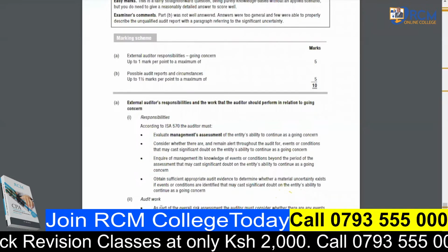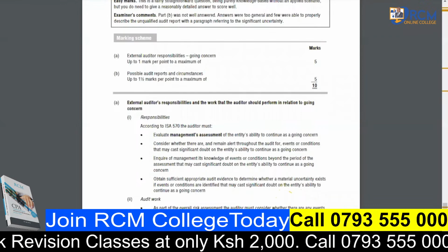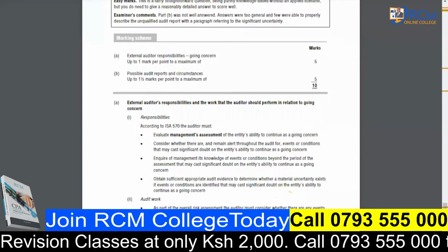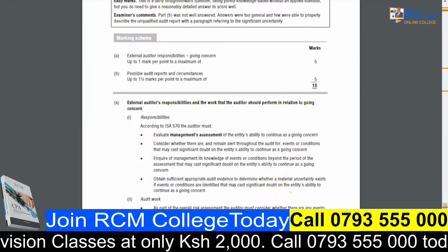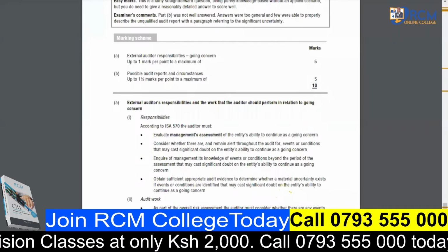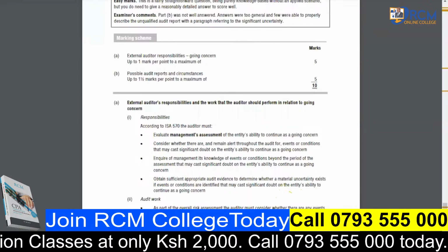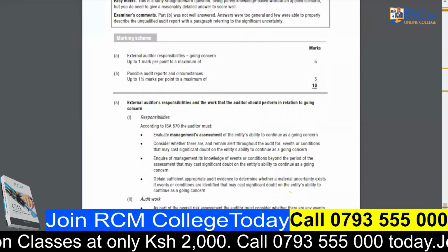So then what is the audit work? As part of the overall risk assessment, the auditor must consider whether there are any events or conditions and related business risks which may cast significant doubt on the company's ability to continue.